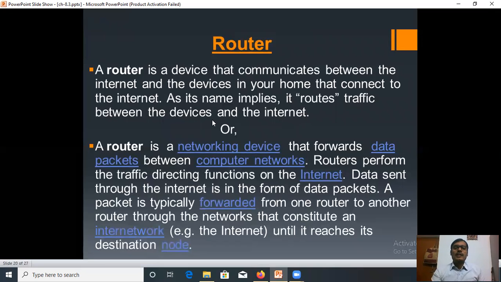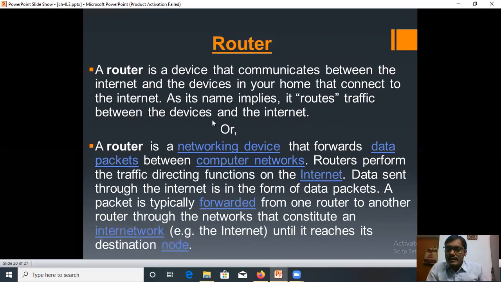Now coming to the next topic, router. What is a router and what is its work? A router is a device that communicates between the internet and the devices in your home that connect to the internet. As its name implies, it routes traffic between the devices and the internet. Or you can say a router is a networking device that forwards data packets between computer networks. A router performs the traffic direction functions on the internet.